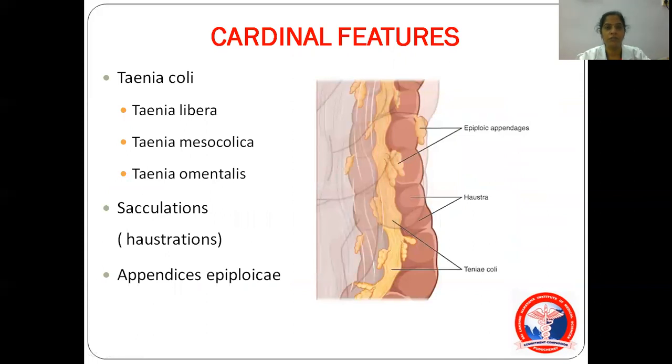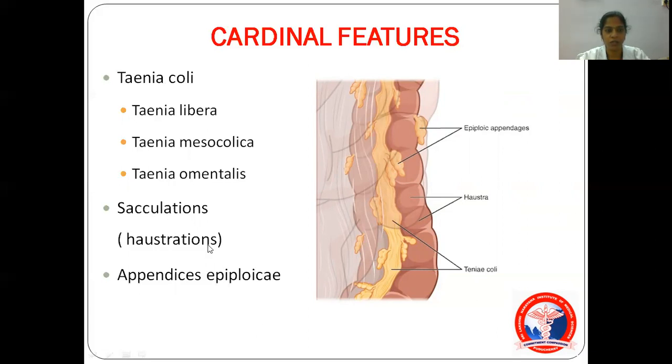Now, what are the cardinal features of the large intestine? The large intestine has three cardinal features. They are tinea coli, saculations, and appendices epiploicae. Here you are seeing the tinea coli. It's a thick ribbon-like band, a band-like structure you can see over the large intestine.